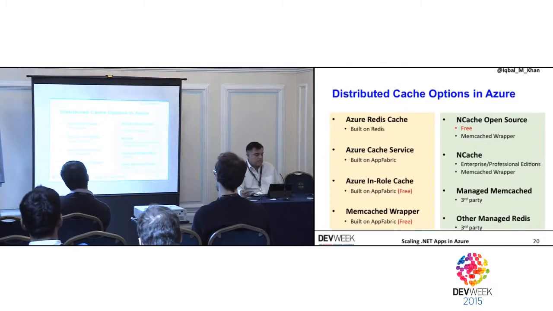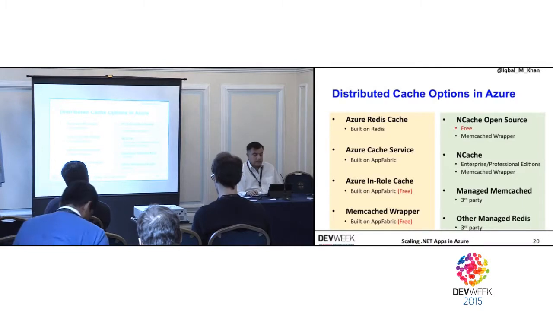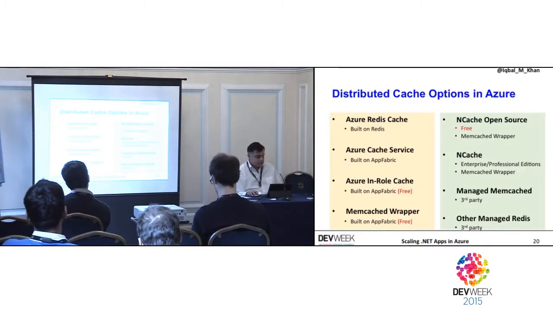And then the Memcached wrapper also uses App Fabric, and it's also built as a free option. The free means that you pay for the VM only, but you don't pay for the cache. On the right side, there's NCache open source, which is free, and you can actually find it in the marketplace now.